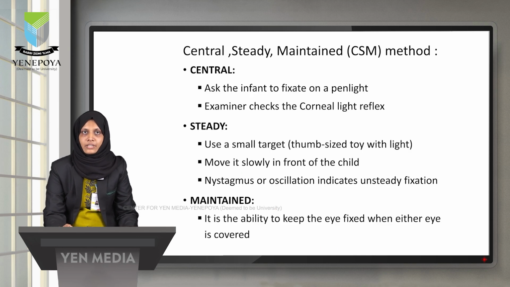Next, moving to the central, steady, maintained method. This is also a very common test in this age group. Central: the infant is asked to fixate on a pen light, and the examiner checks the corneal light reflex. Steady means using a small target, which means any interesting object, moved in front of the child. Nystagmus or oscillation indicates unsteady fixation. Maintained is the ability to keep the eye fixed when either eye is covered.